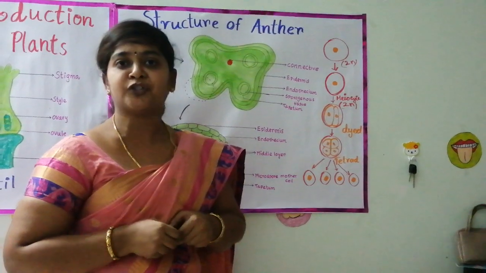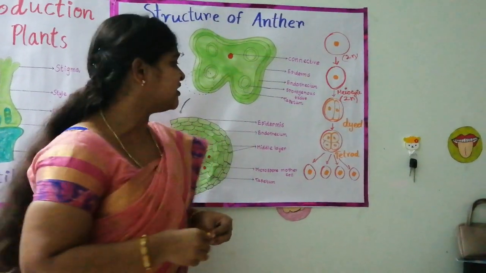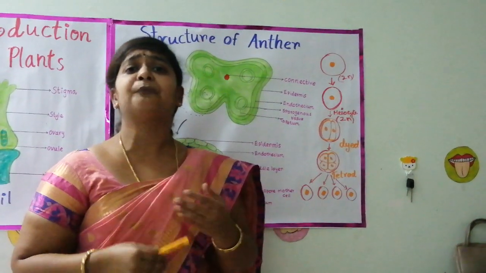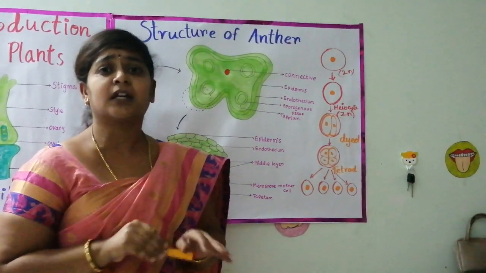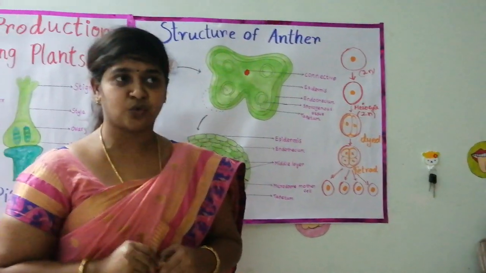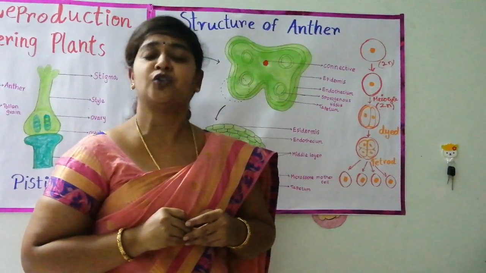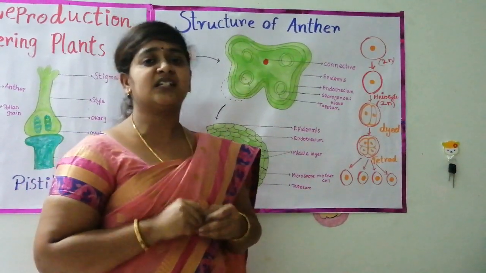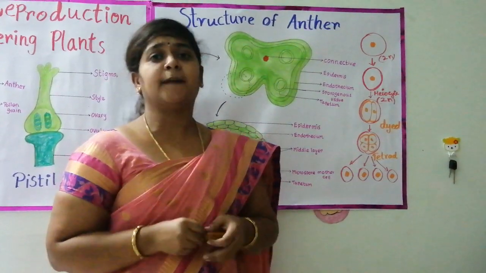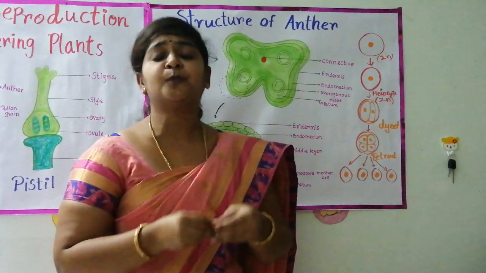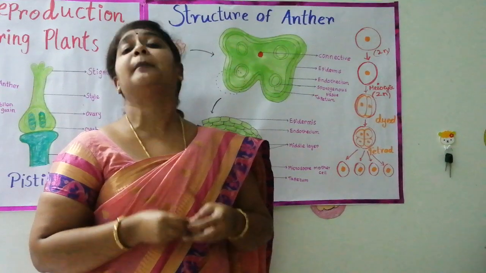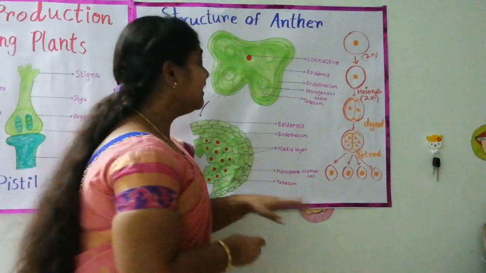What do you mean by microsporogenesis? Microsporogenesis means the formation of microspores. The microspores are nothing but pollen grains. So this entire process we call microsporogenesis. Genesis means synthesis. The microspores, the pollen grains, are synthesized in this process.